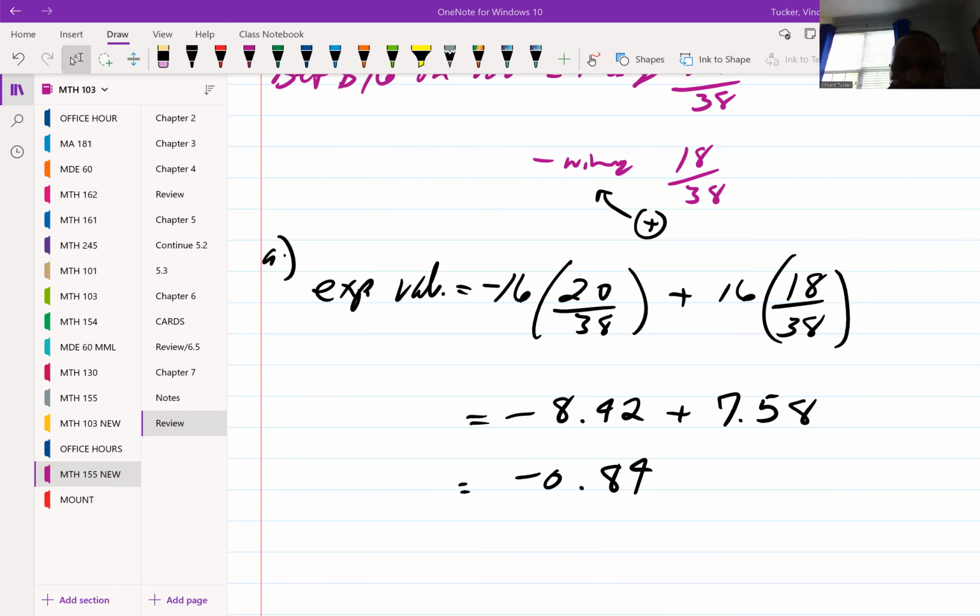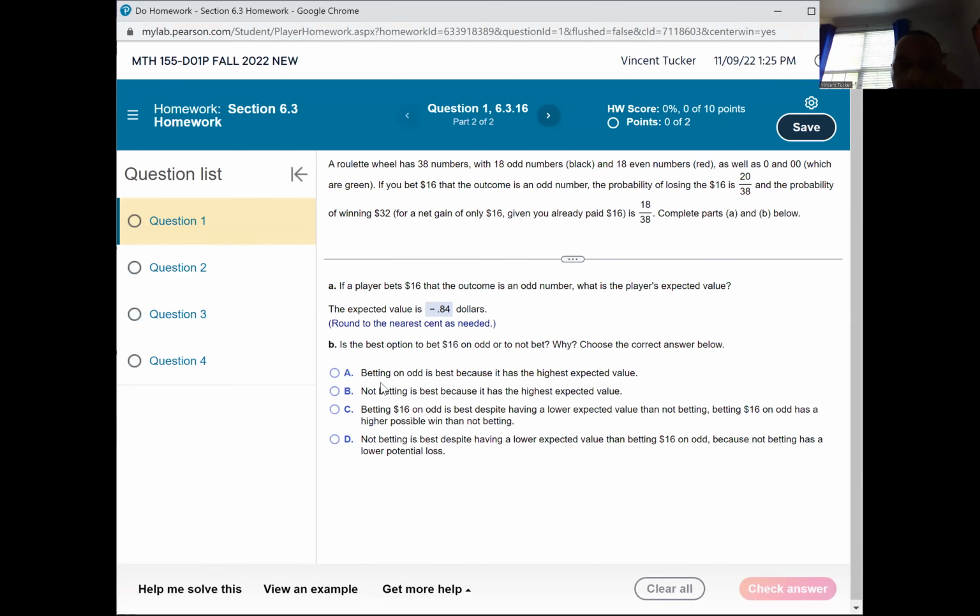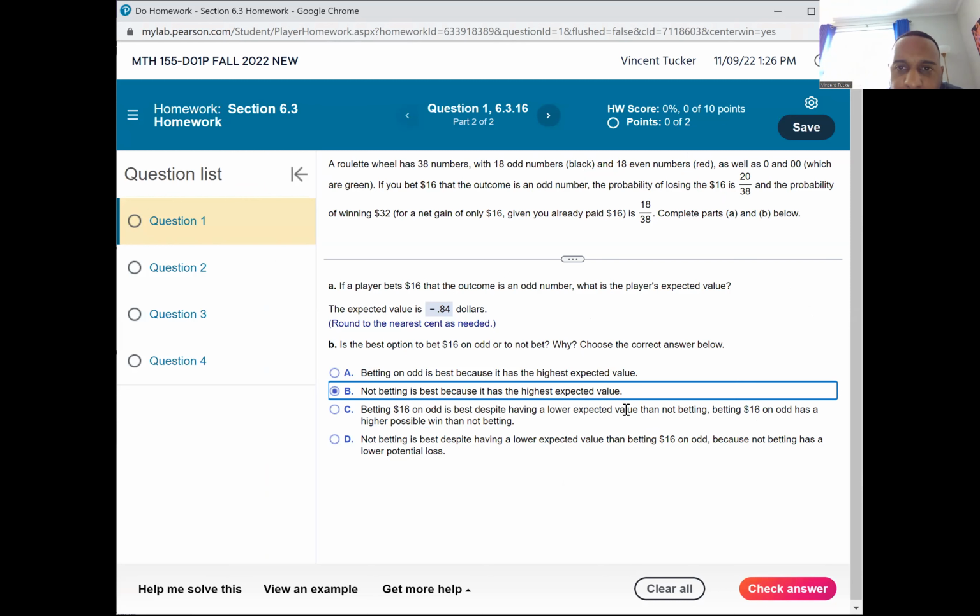Okay, is the best option to bet $16 on odd or not to bet? And it says why I choose the correct answer. Betting on odd is the best because it has the highest expected value. Not betting is best because it has the highest expected value. Betting $16 on odd is best despite having lower expected value. Not betting is best despite having lower. I think not betting is best because not betting would be 0.